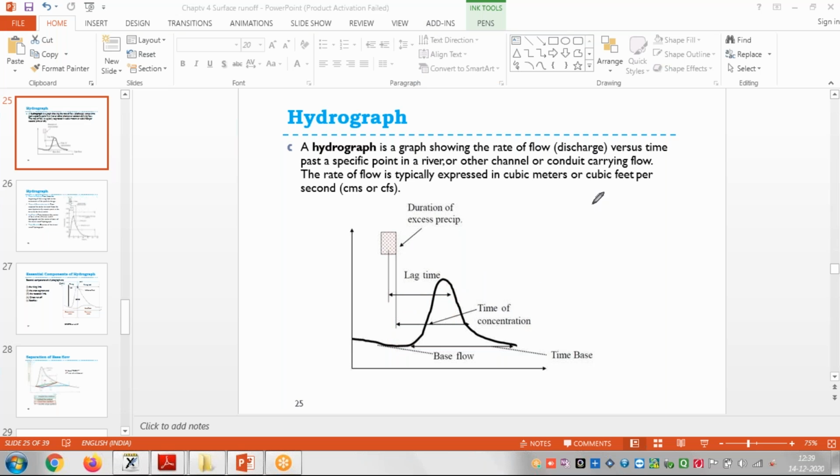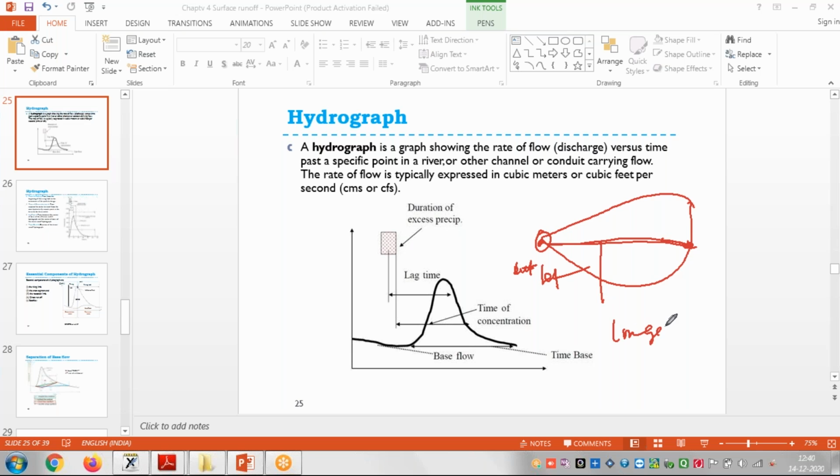Time of concentration. Time of concentration means, suppose this is my catchment, this is my outlet, and this one is my longest portion, which is far away from the outlet. I say that this distance is the longest distance in the catchment, right?